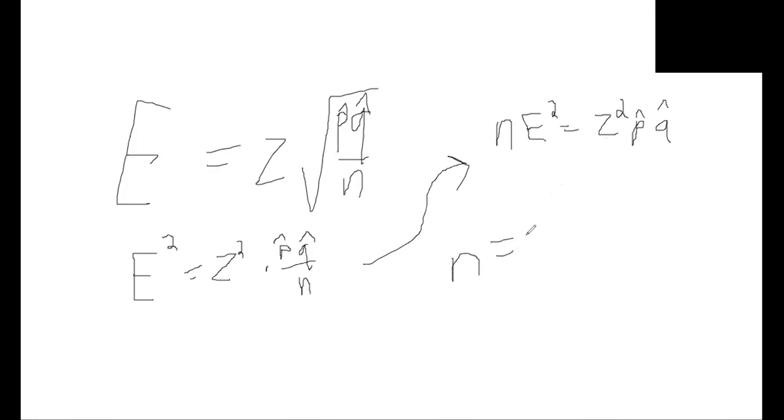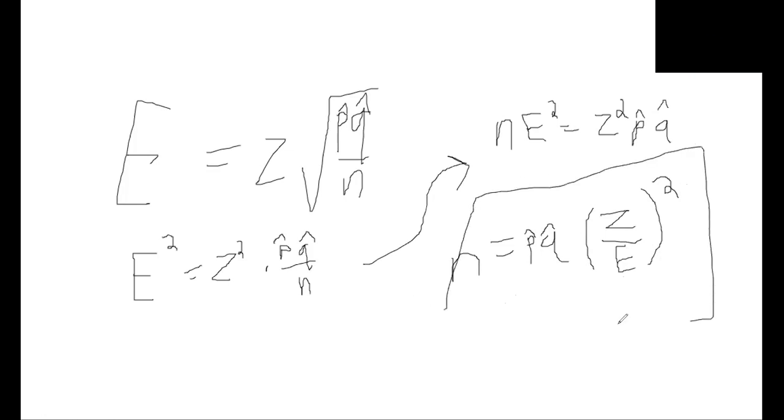We can rewrite it as n equals p hat q hat times z over e, squared. And this is going to be the equation that we use for our sample size. So this is the one you want. And you're going to see that in the slideshow. But this is what we want to be using.